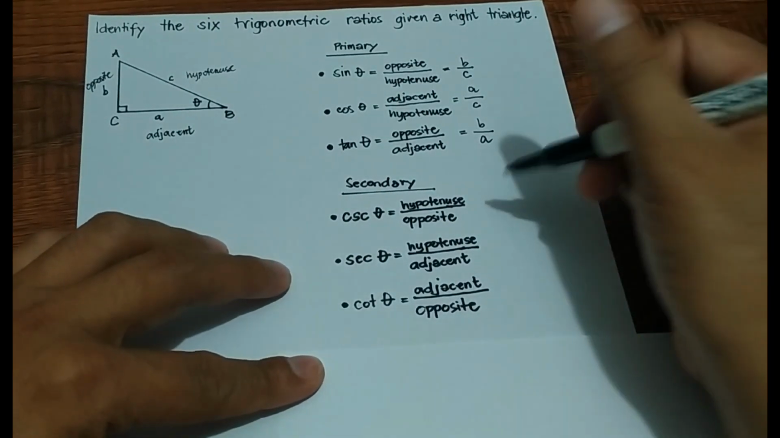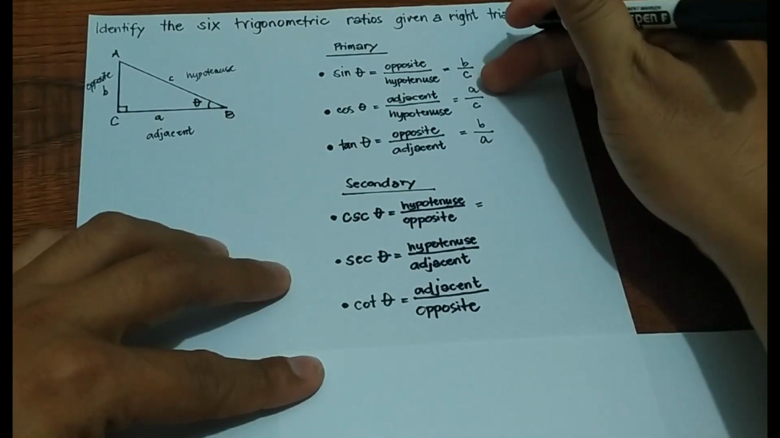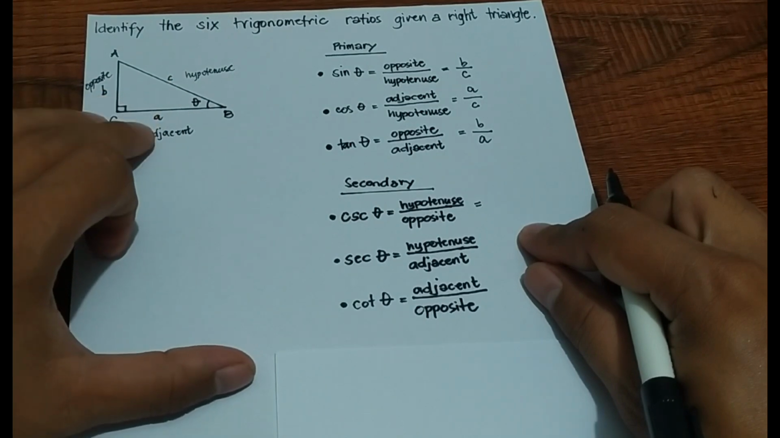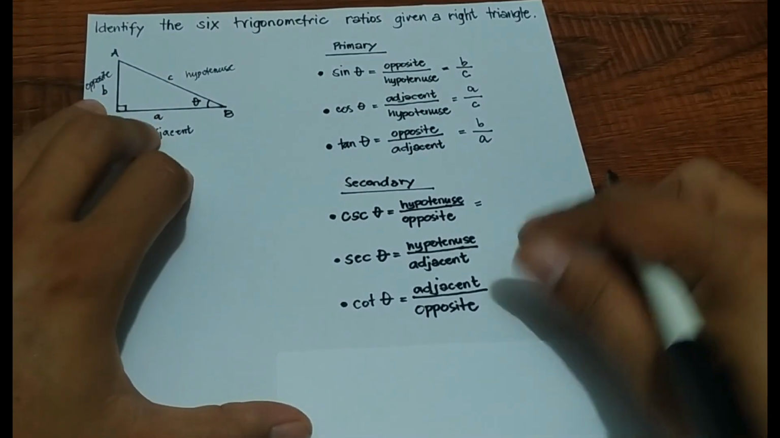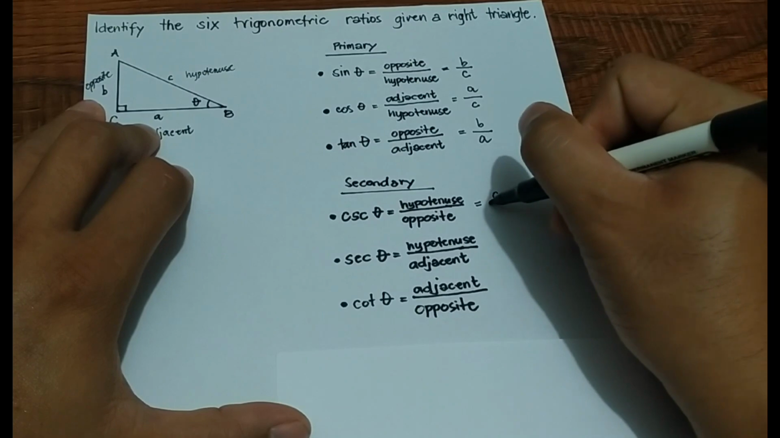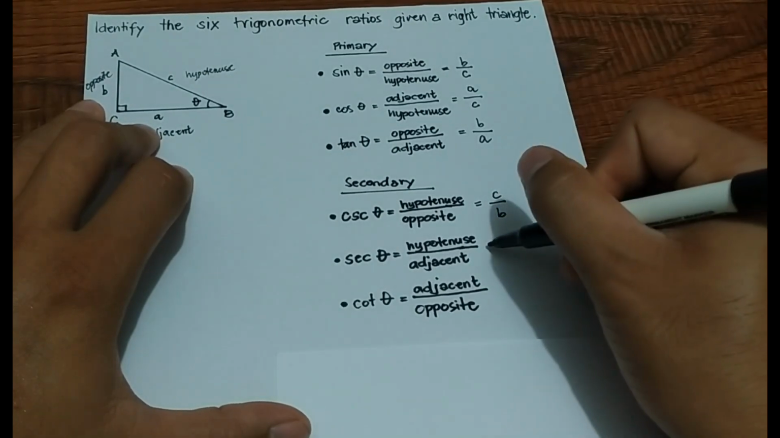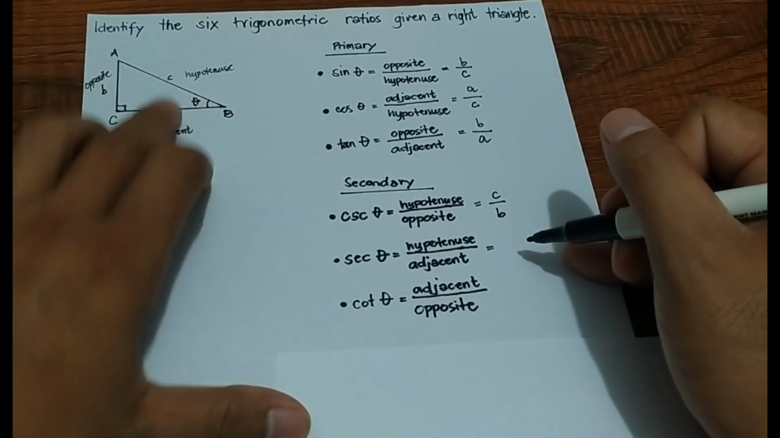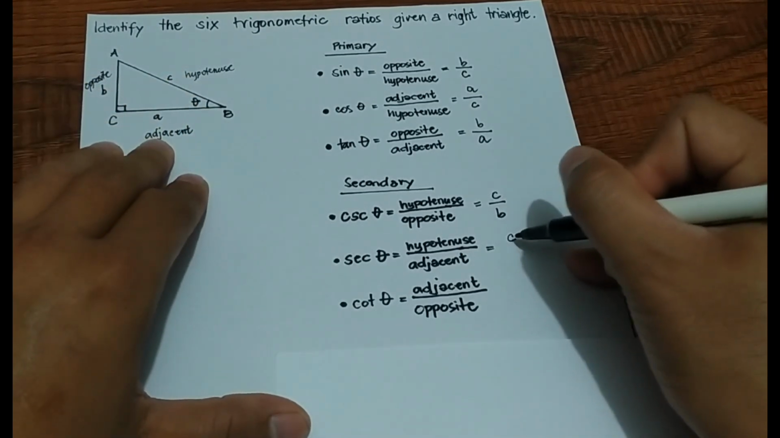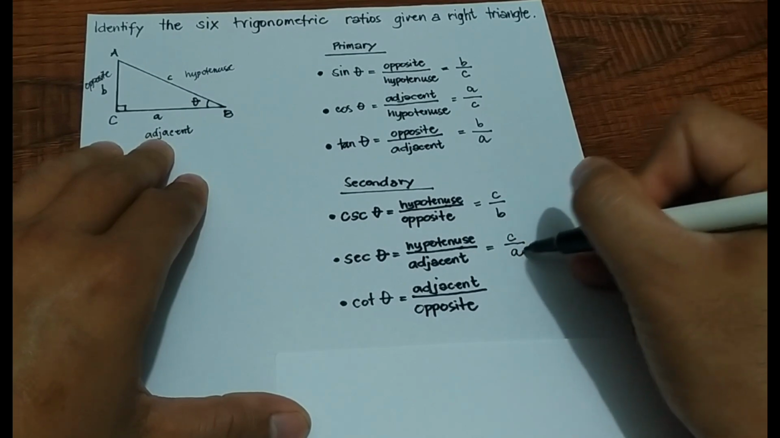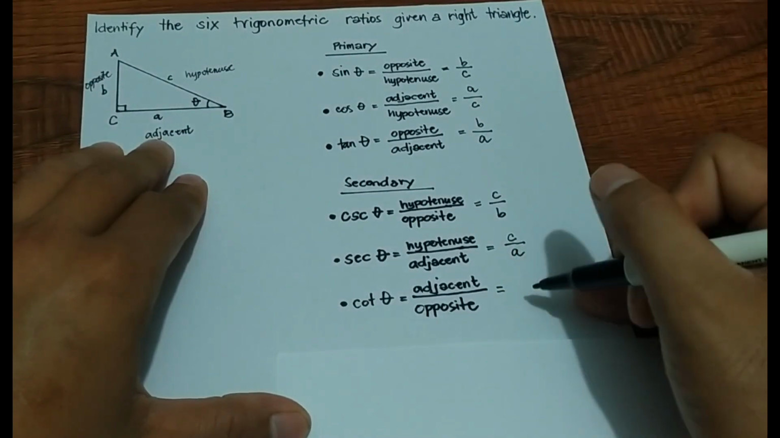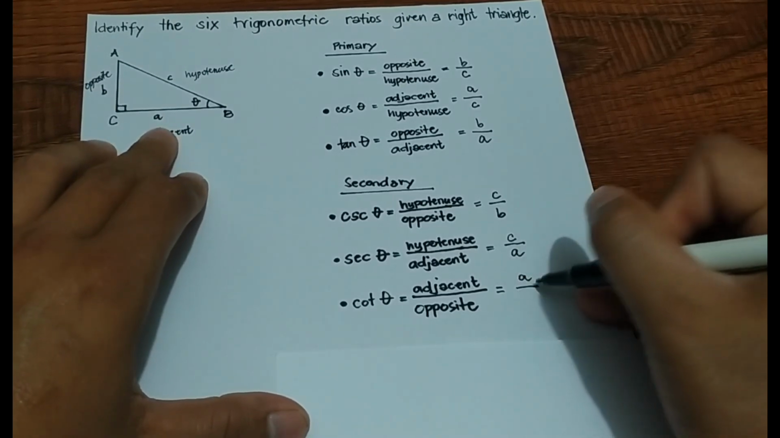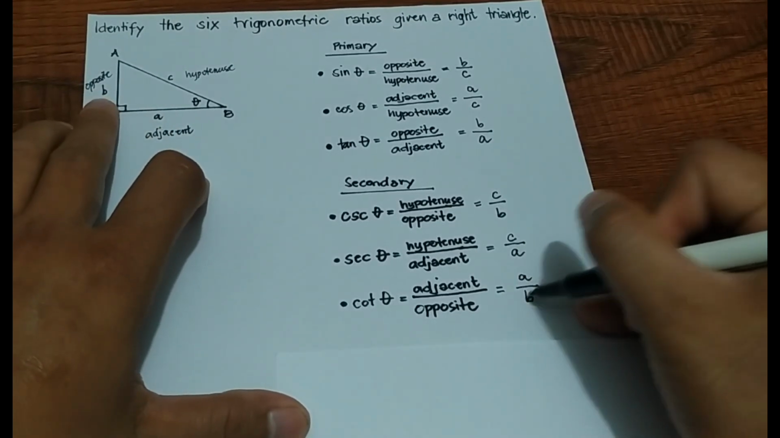How about the secondary? For the secondary, it's only a reciprocal. So that is hypotenuse over opposite for the cosecant, so we have C over B. Second, we have hypotenuse over adjacent, so that is C over A. And for the cotangent, we have adjacent, A over the opposite, which is side B.